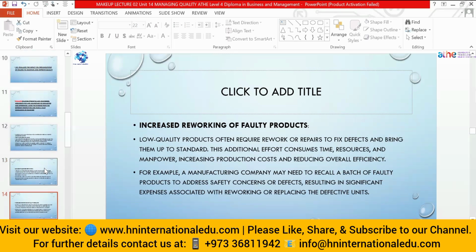Increased reworking of faulty products. That is, why spend your time, your energy, your resources on products which were already made for the consumers and came back due to some defect? You can give them some repayment, you can give them some money back, like money back guarantees. There are so many things. For example, a manufacturing company may need to recall a batch of faulty products to address safety concerns or defects, resulting in significant expense associated with reworking or replacing the defective units, like Toyota Motors. There was a defect in their car, and they needed to recall all the cars which were already dispatched of that model. So it was a huge cost for this company.